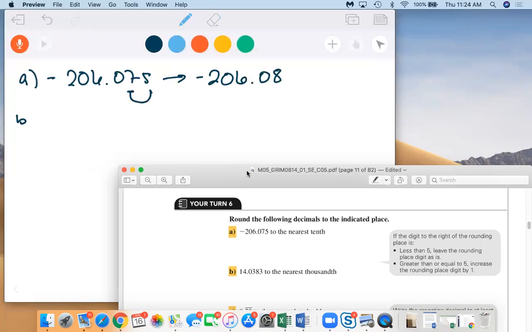Let's look at part B. We have 14.03883, and we want to round to the nearest thousandth. 1, 2, 3. That's our thousandths place. So that means we look to the digit to the right. It's less than 5, so this stays the same. So this would give us 14.038. And again, notice I drop everything after that. I don't write any zeros.